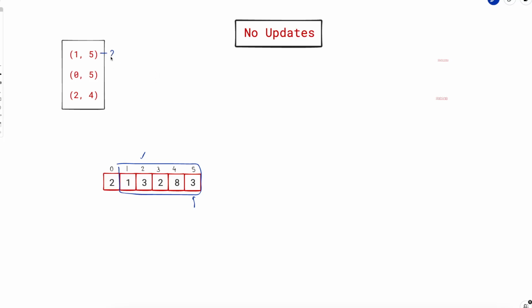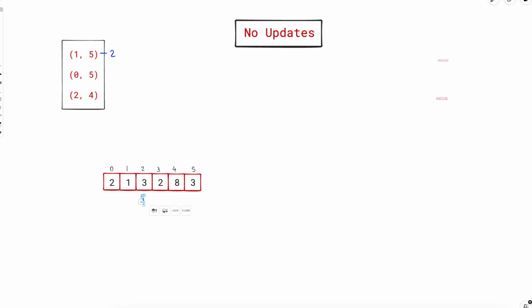Similarly, we will do the same thing for 0, 5. For 0, 5, the range being talked about is the complete array. So we'll ask, is this a peak element? The answer is no, because there is no previous element at all. Is this a peak element? The answer is again no, because even though there is a previous element, this element is smaller than the previous element, right?